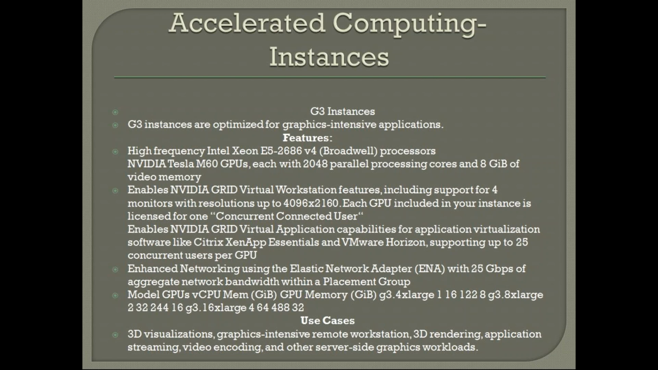Model, GPUs, versus vCPU, memory, GPU memory. The model name shows the GPUs first, and following that the CPU and GPU memory. So g3.4xlarge: G3 shows the GPU, and 4xlarge is the CPU type. Use cases: 3D visualizations, graphics-intensive remote workstation, 3D rendering, application streaming, video encoding, and other server-side graphics.